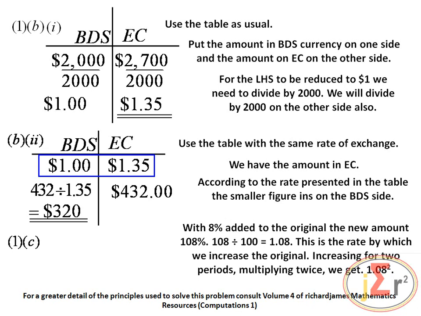We are required to determine the amount of money that will be received if $24,000 were to be invested for 2 years, if interest accumulates at the rate of 8% per annum. So, since we are increasing by 8% each year, the original is 100%, so we will have at the end of the year 108%. 108% is 108 divided by 100, which is 1.08.